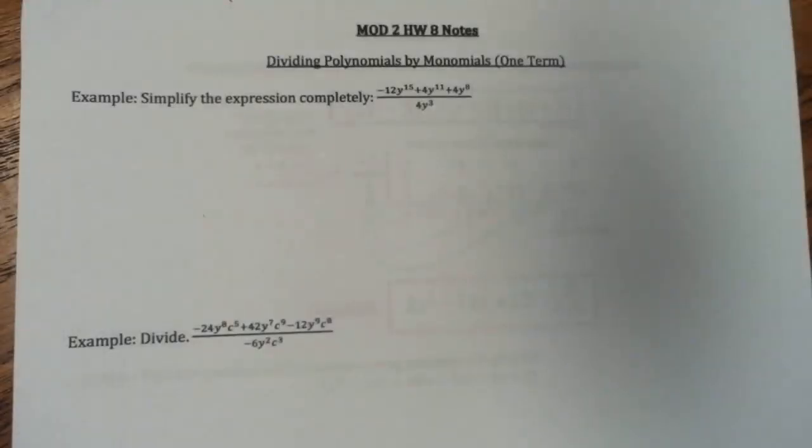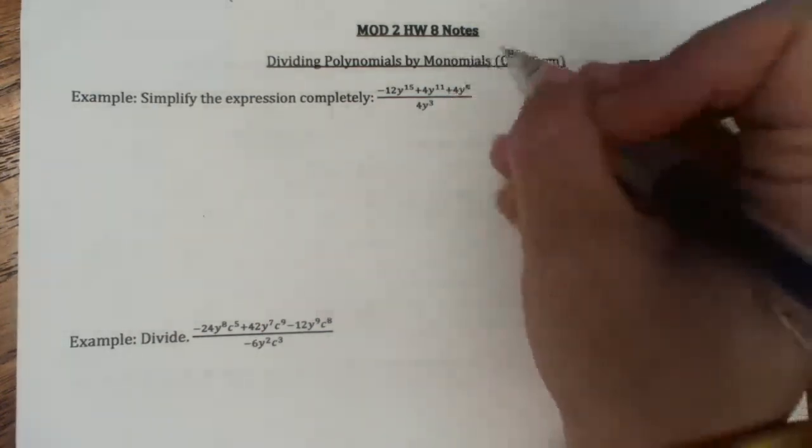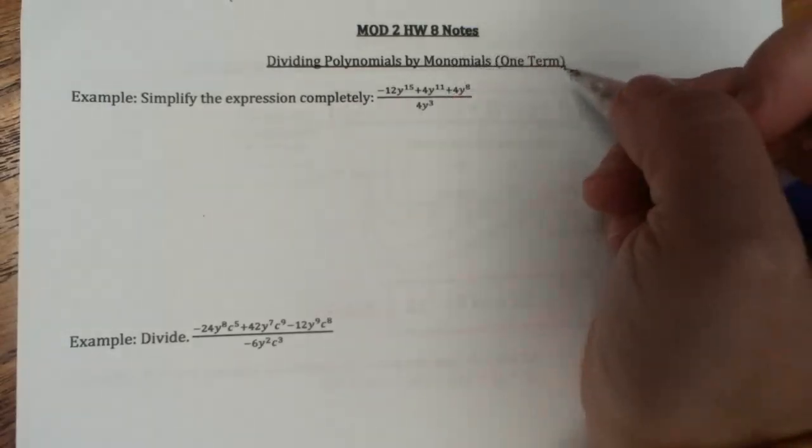All right, this video is going to cover Module 2 Homework 8 notes. Before we talked about adding and subtracting, then we talked about multiplying. Now we're going to talk about dividing polynomials. So Homework 8 and Homework 9 are about dividing, but two different ways of dividing. So dividing polynomials by monomials. So monomial means one term.